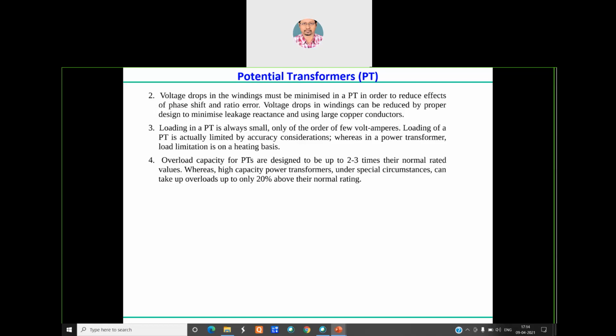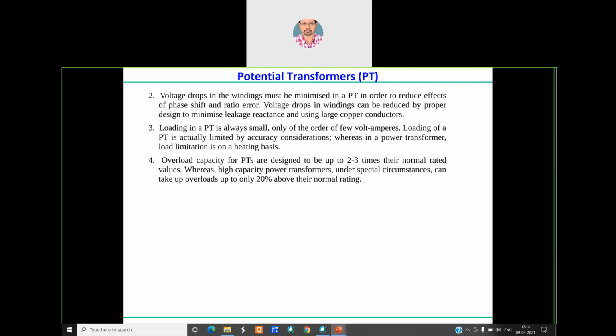By properly designing with the minimization of the leakage reactance. Why the leakage reactance? You talk about the minimization because the amount of resistance is small. Then you also have to take care of the copper conductors, right? So the size of the copper conductor, and by minimizing the leakage reactance, you can reduce the problem of the voltage drop. That can certainly contribute to the phase shift error and the ratio error.